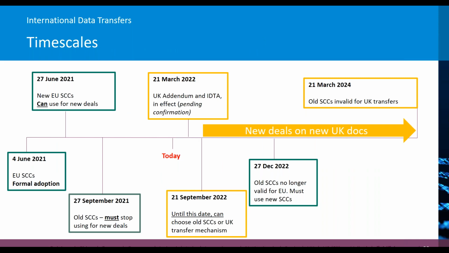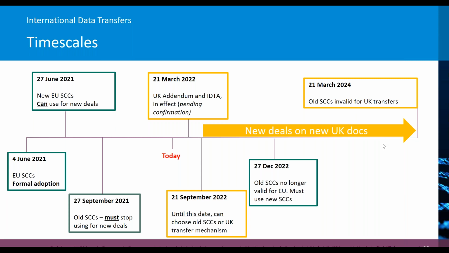Timescales, just a point on timescales. So the yellow boxes here indicate the position in the UK, and then the green boxes indicate the position in Europe. So looking at us today, indicated by the red today, obviously the two documents that I've been talking about, they come into effect on the 21st of March, so next week. We then have a little bit of grace period until the 21st of September, when you are still able to rely on the old EU SCCs for new deals.